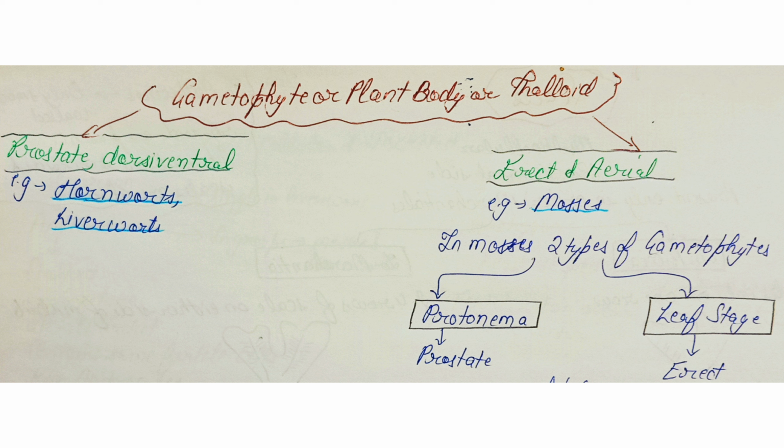Talking about the gametophytic plant body, it can be prostrate or erect and aerial. Prostrate and dorsiventral plant body is seen in hornworts and liverworts, whereas gametophyte is erect and aerial in mosses. Mosses में further देखें तो gametophyte is of two types. First is protonema and second is leafy. The prostrate gametophyte is known as protonema and the erect is leafy. Many times the question is asked that in which class of bryophytes protonema stage is seen.